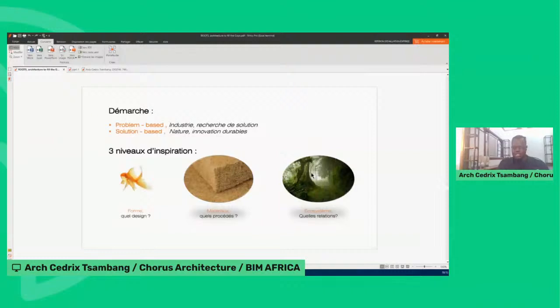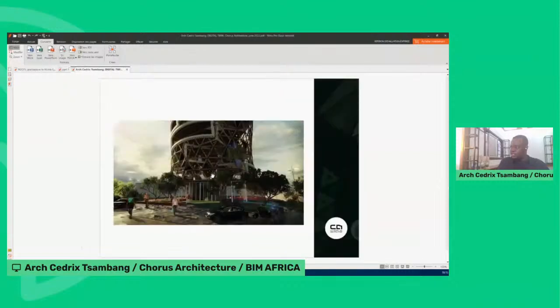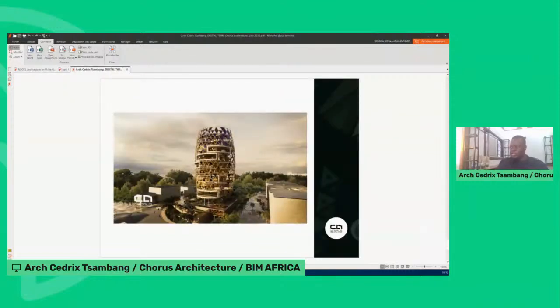Using digital tools can help us understand the three levels. Here it is written in French, Trois niveaux d'inspiration. It means three levels of inspiration. The shape: how is the shape? Why is the shape? For instance, the project I was presenting in the beginning, this tower, we use the shape of the Mosgum house in the north of Cameroon that was associated with a face mask.